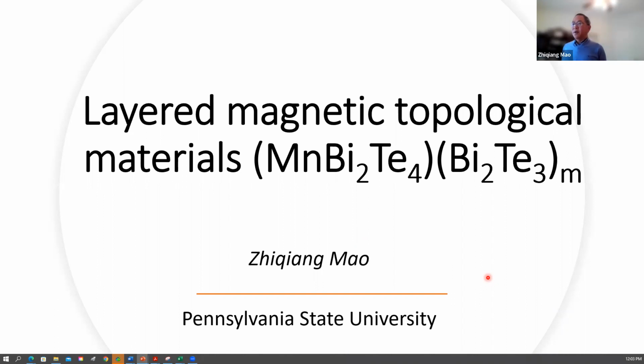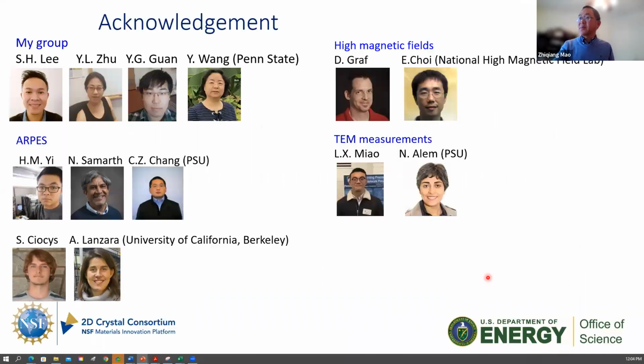Okay, good afternoon, everybody. So today I'm going to talk about our study on layered magnetic topological materials in the MnBi2Te4 family. I will not only show our in-house work, I will also mention at the end some work done by users on this material family.